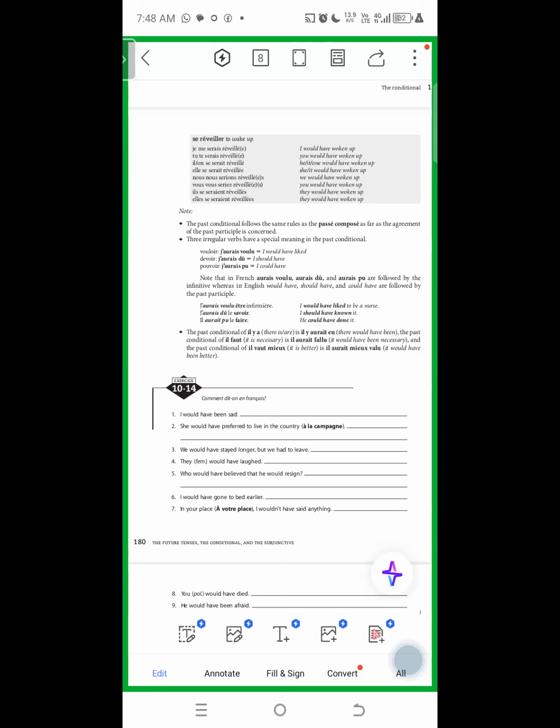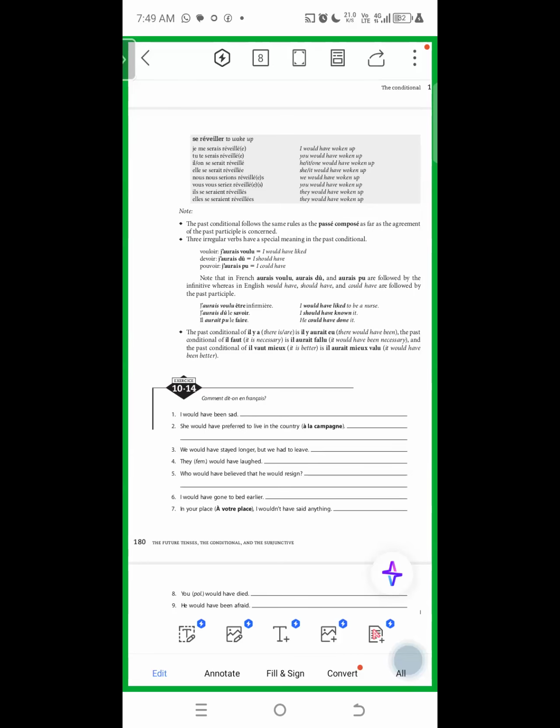We have seen il faut, il faudra, il faudrait. Am I right? Yes. Il aurait fallu, it would have been necessary. Then il aurait mieux valu, it would have been better. We know il vaut mieux is it is better. We have il vaudrait mieux, it would be better, which becomes il aurait mieux valu, it would have been better.